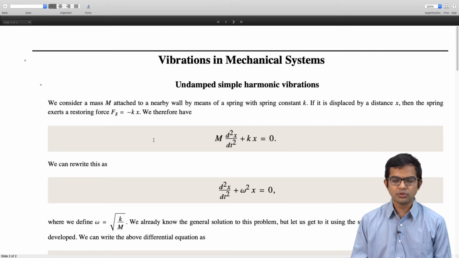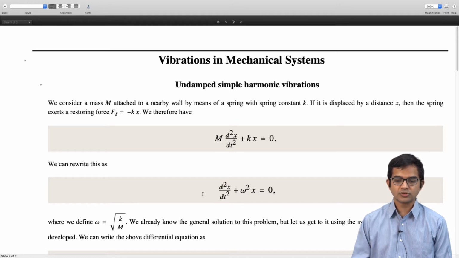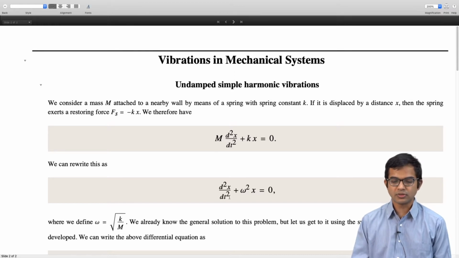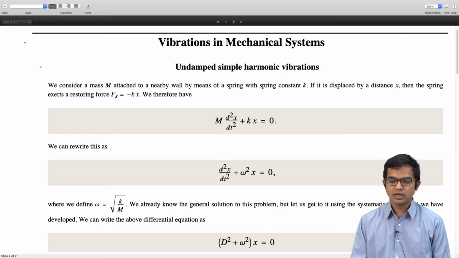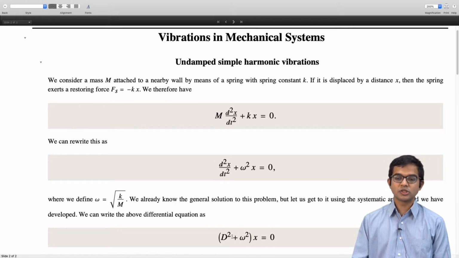So then it's useful to non-dimensionalize this, to introduce this quantity omega, which is equal to the square root of k by m, and so then our differential equation takes this form. And although we know the solution, it is useful to work this out from the principles that we have laid down. So we have a differential equation which is second order. It's a linear homogeneous differential equation, very simple. We know exactly how to solve it. So we start by writing it down as d squared plus omega squared acting on x is equal to 0.